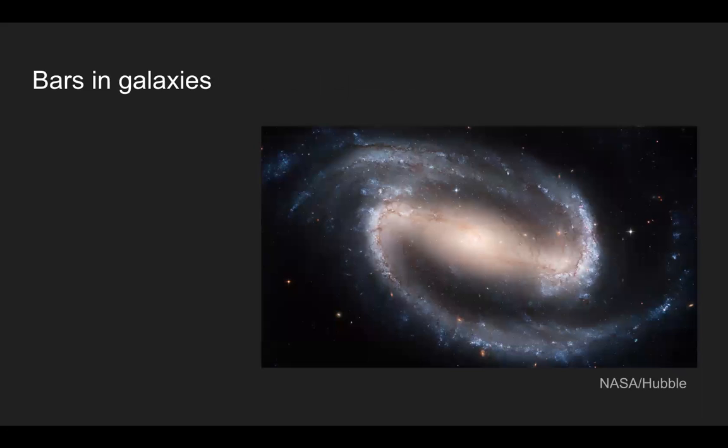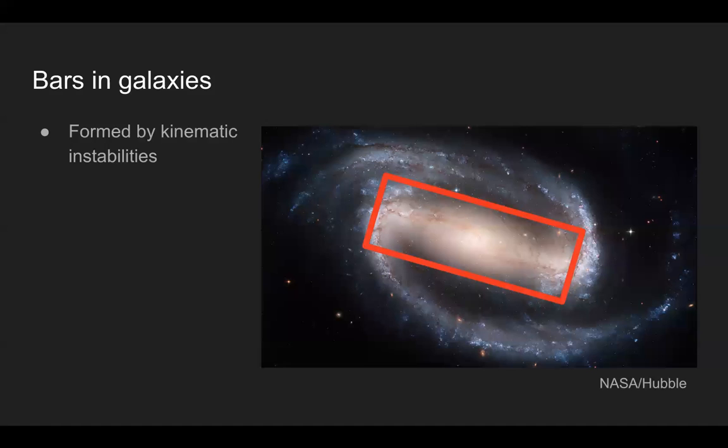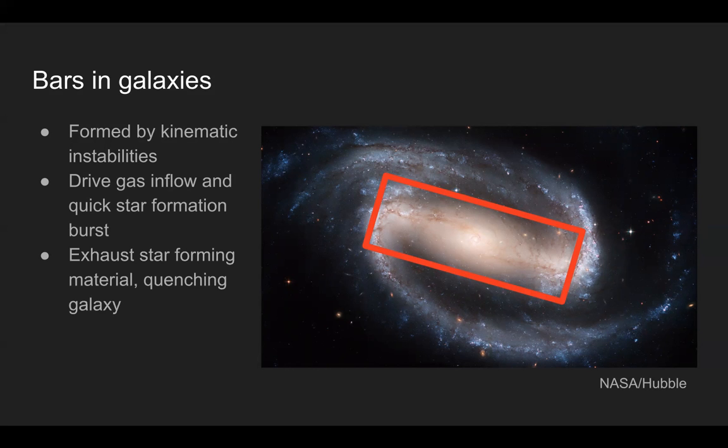One good property to choose for this are bars. So bars are large central structures in many galaxies that we have an okay understanding of their behavior. So what do we know is the case about bars? Well, for one, they're formed by kinematic instabilities inside of the galaxy. They drive gas inflow into the center of the galaxy, causing a quick burst of star formation. And this behavior actually quickly suppresses star formation in the galaxy by exhausting that material. And that process is called quenching.